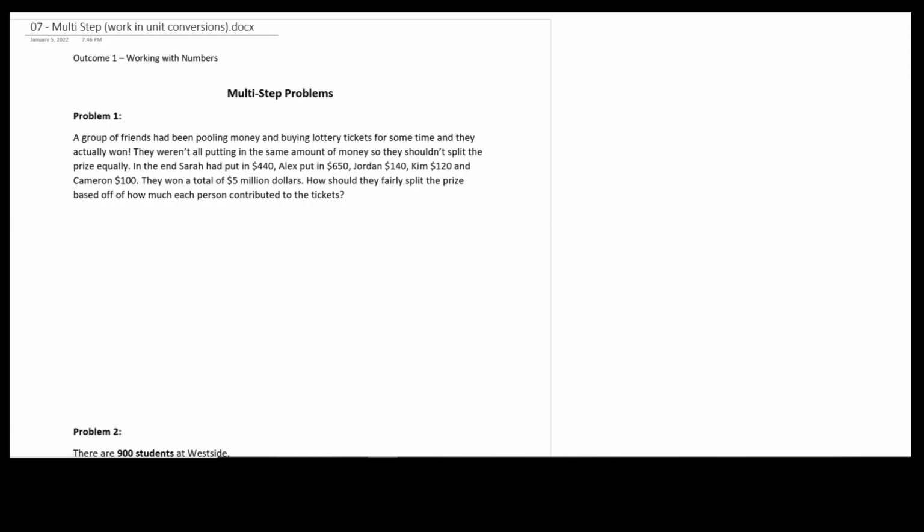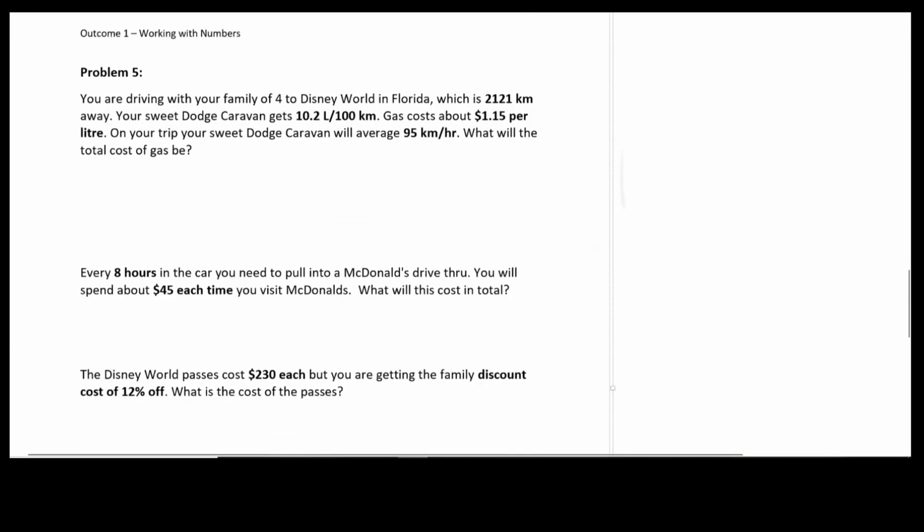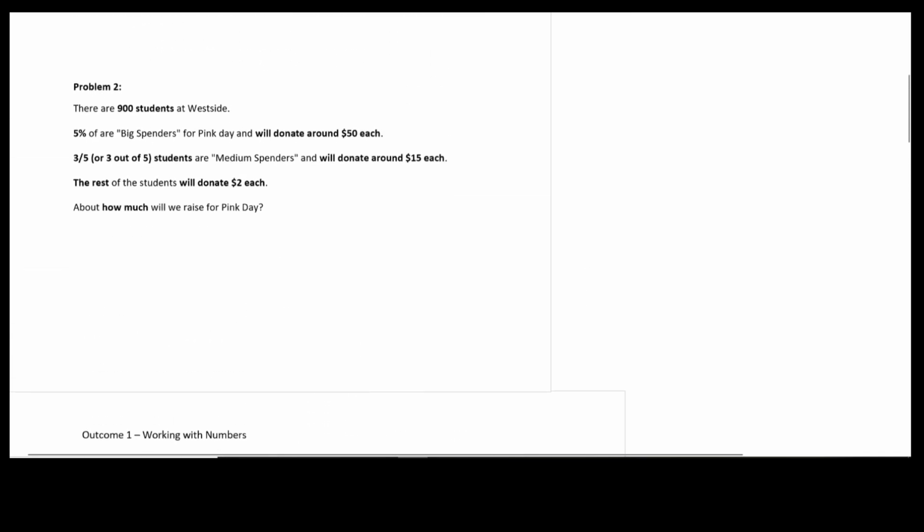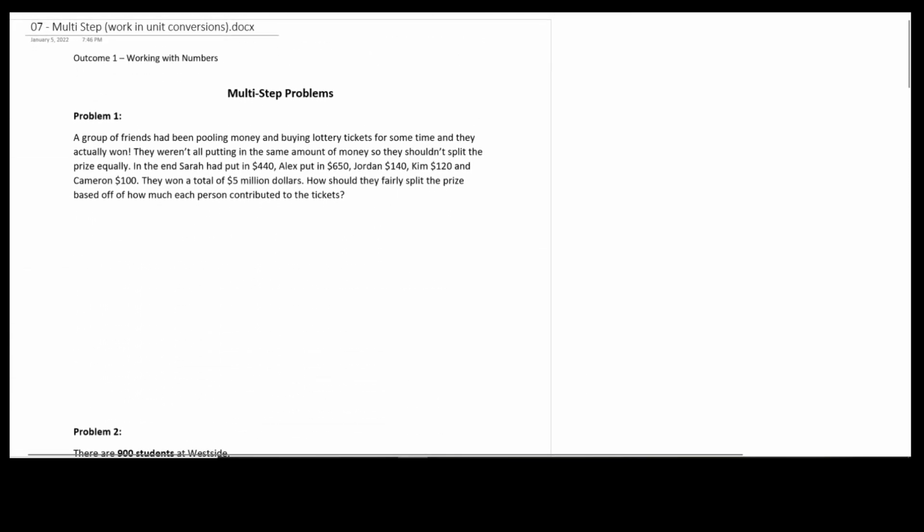All right, so multi-step problems. So this is our last lesson in the first outcome. We've actually learned all the skills in the first outcome that you need. What this is doing is just putting all those skills together. And I've got one, two, three, four, five problems here that use a combination of different skills.